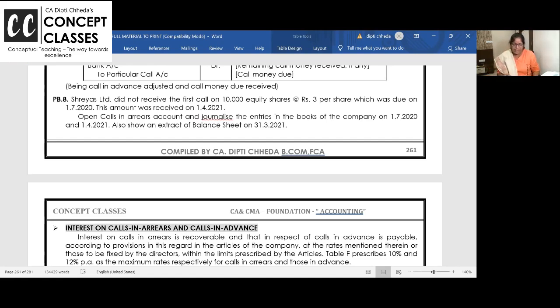8th problem. Shreyans Limited did not receive the first call on 10,000 equity shares of 3, which was due, and this amount was received on 1/4. Open call in arrears account and journalize entries in the books on 1/7. Just a part of it they have given. Actually, bank account will be debited and call in arrears debited to first call, but this is okay.